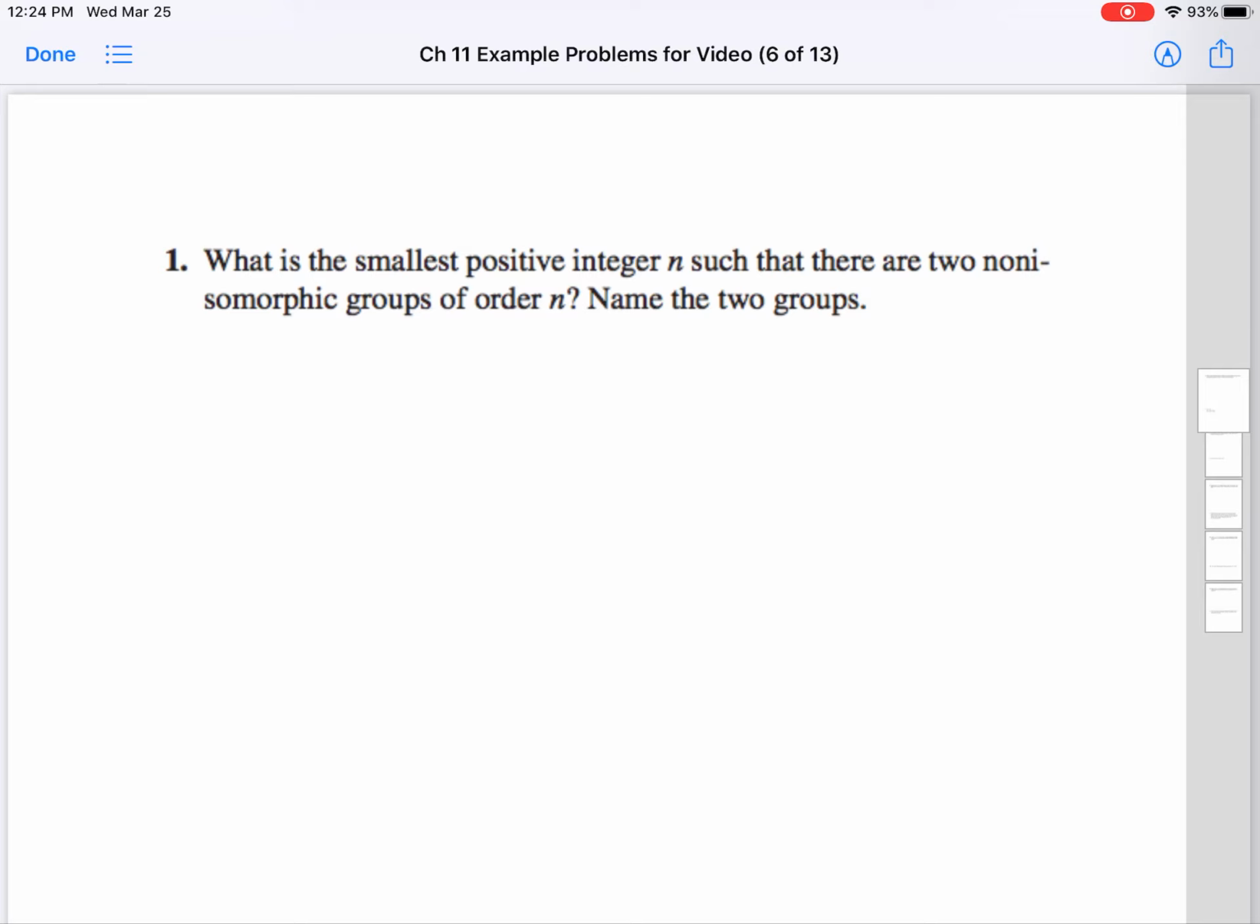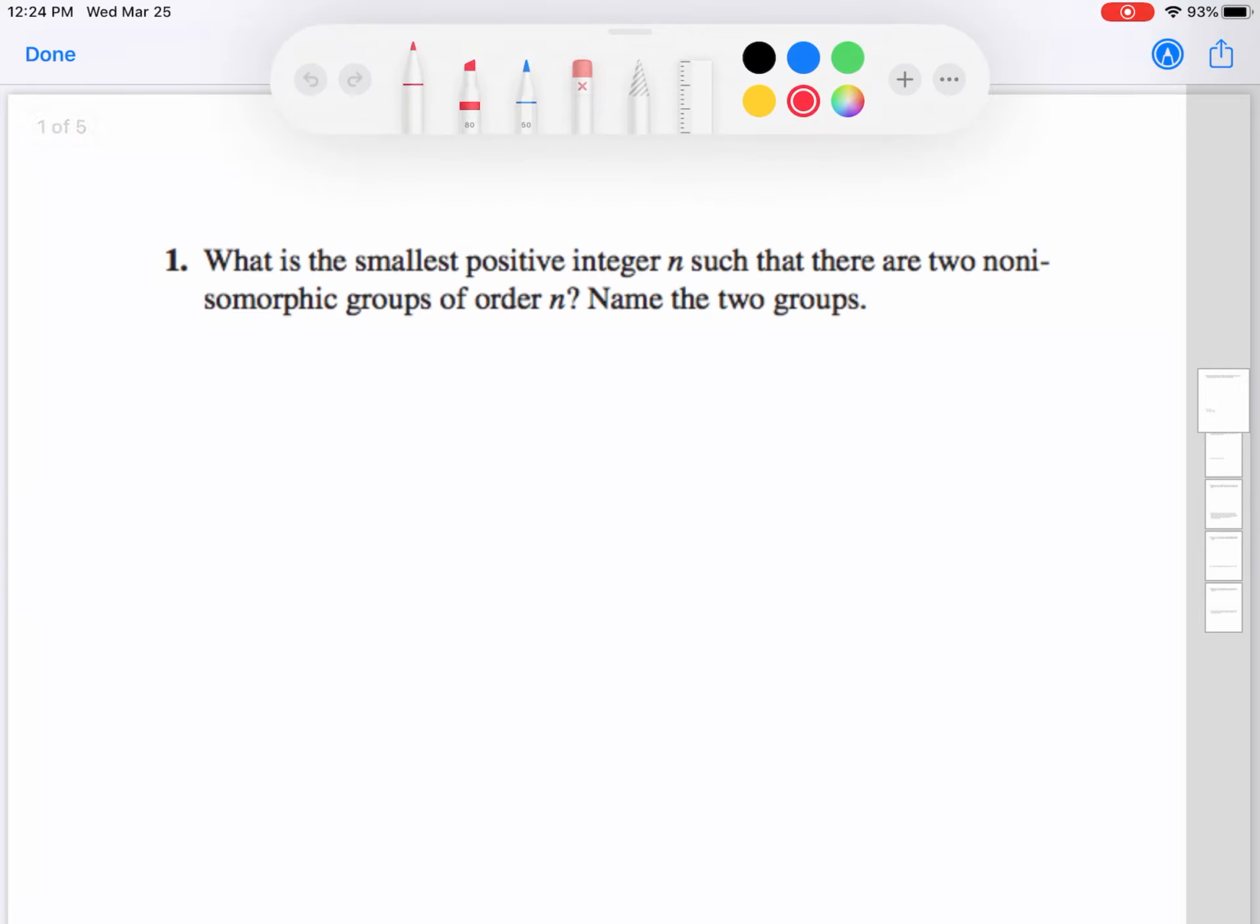So if we're looking for the smallest positive integer n, really we could say let's just start with n equals 1. And let's think about what different groups there are. Well, if n equals 1, meaning the order of our group is 1, the only group is the trivial group. Okay? Well, that's not anything exciting. There's only 1, so it can't be 2 non-isomorphic groups. So let's move to n equals 2.